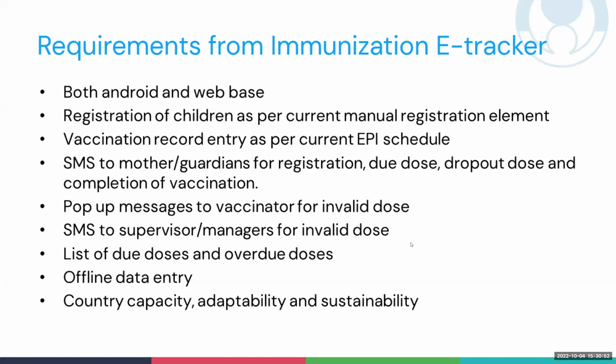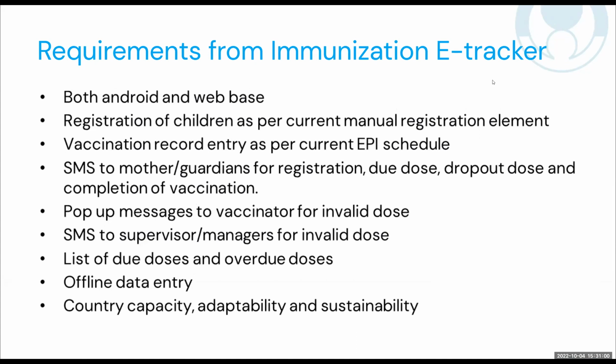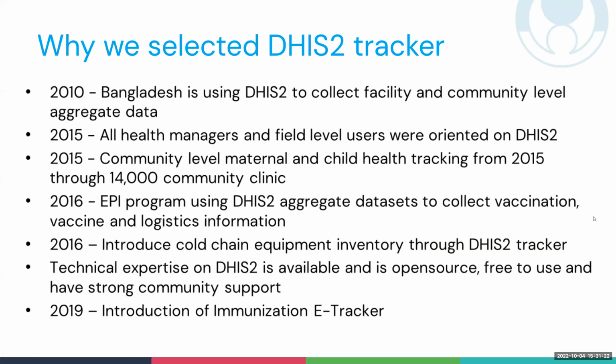And also we would like to send SMS to the supervisors or the managers for the invalid doses, so they can track whether the invalid doses are related and can be validated. And the list of due doses and overdue doses, and definitely it should allow offline data entry. And we seek country capacity, adaptability, and sustainability. These are the basic requirements for the introduction of the Immunization E-tracker. Next.